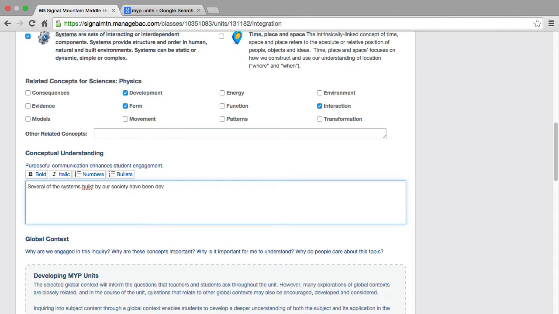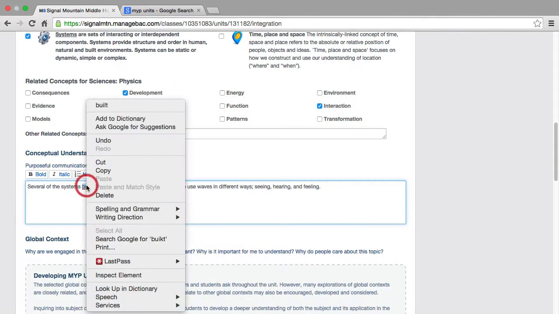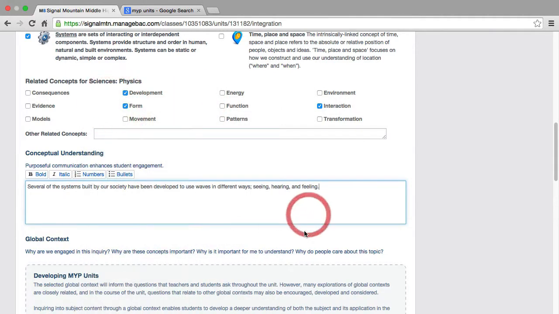Have been developed to use waves in different ways. Seeing, hearing, and feeling. Now, I don't pretend that this is the perfect conceptual understanding. All I'm doing is combining my key concept with my related concepts.